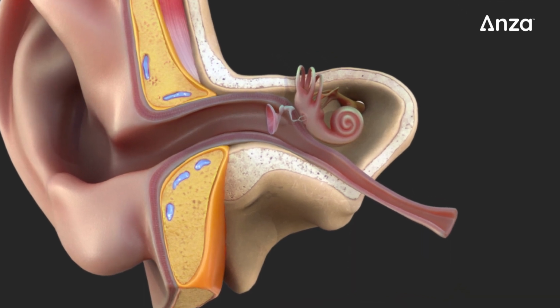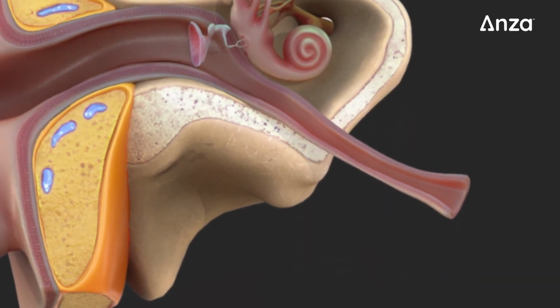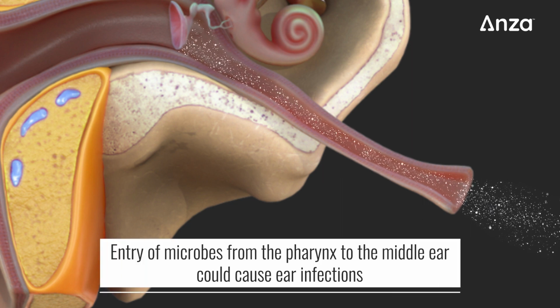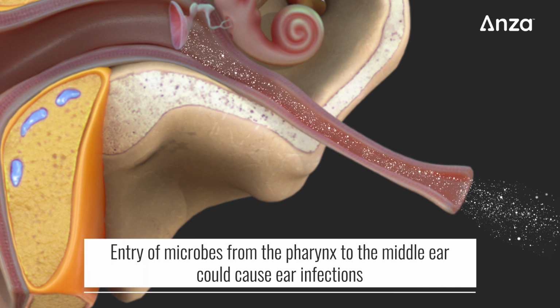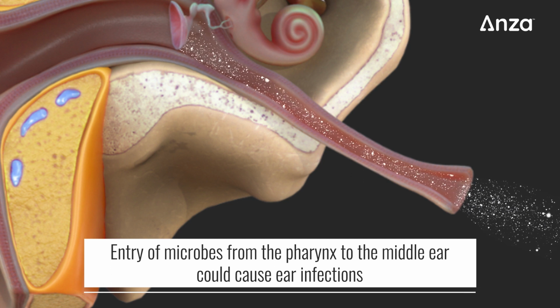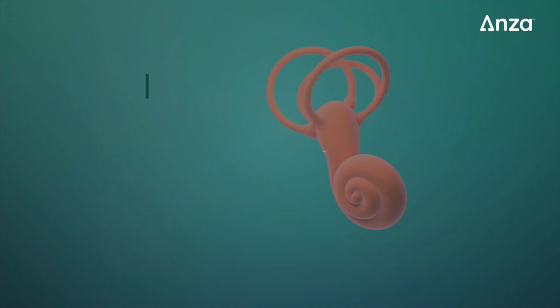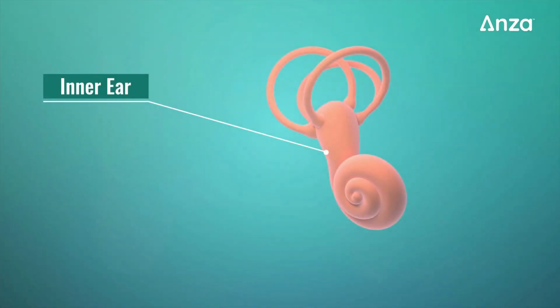Although the eustachian tube is an important part of the ear, it can provide passage for entry of microbes from the pharynx to the middle ear, causing ear infections. We now move to the inner ear.